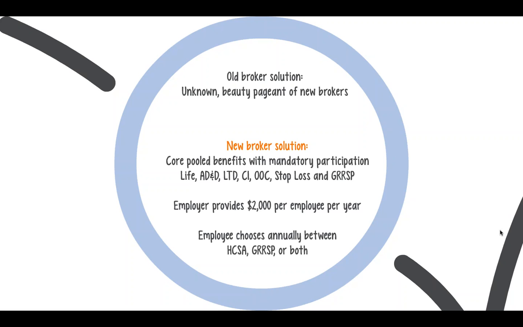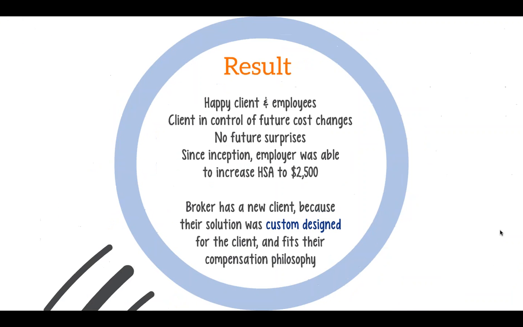Then the employer committed $2,000 in budget per employee per year. And the employee can choose annually between contributing that $2,000 into their healthcare spending account, into their group RRSP, or splitting between both, depending on their own family needs and their decision in that year. And this was an annual election option that was proposed for this group.